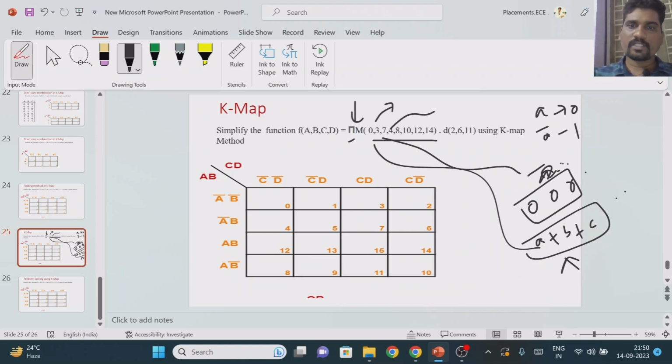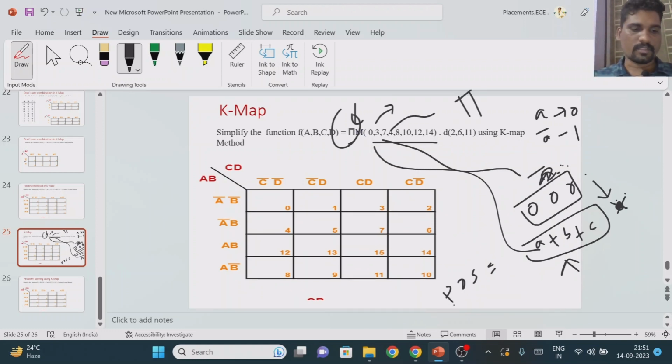So what is the POS means? We will have several sum terms, and what we are going to do is multiply them together. Multiply means here we will have the product term. That is the reason why we write the product term to represent it. Then what is the meaning of capital M? Capital M is the max term representation in the POS function.